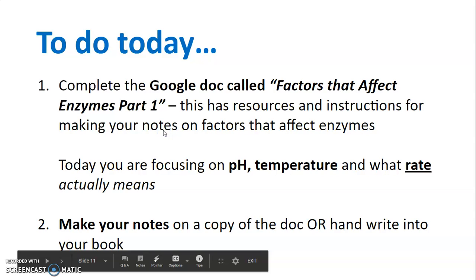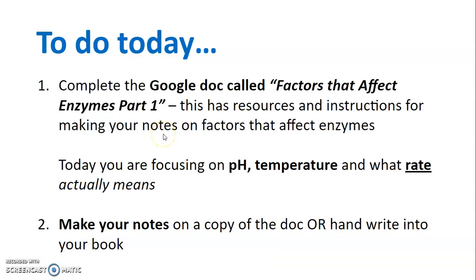So what you need to do is go onto Google Classroom and complete the doc that's on there under the same assignment as the screencast. It's called Factors That Affect Enzymes Part 1. And that's going to have resources and instructions for making notes on what we just talked about.